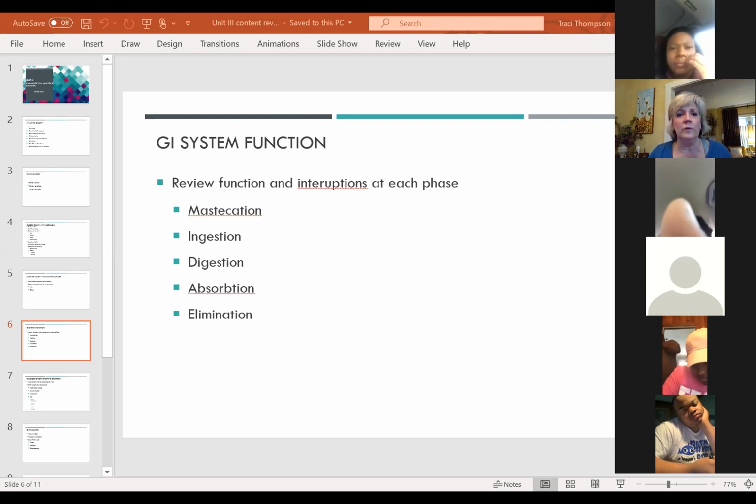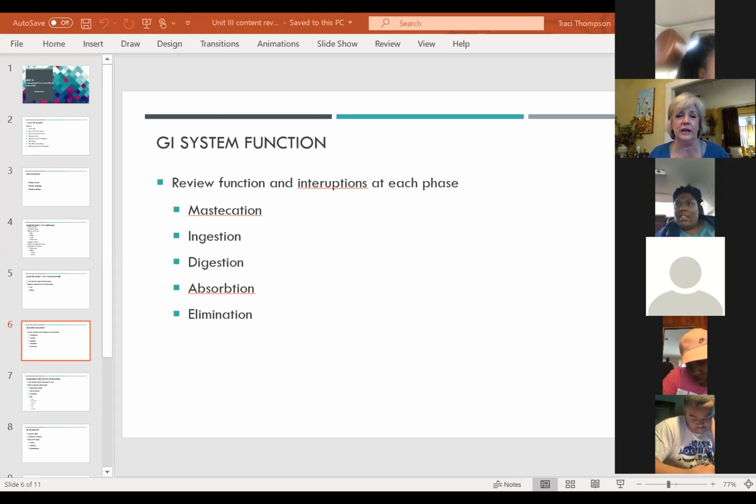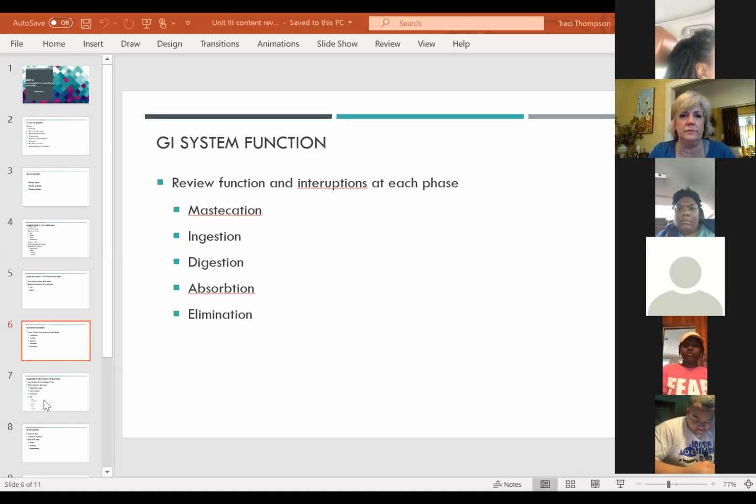And then, of course, what would interrupt the elimination? Possibly constipation, paralytic ileus. A paralytic ileus is one of those common complications that occurs after surgery, and that's just when the gut slows down to a slow crawl or a no crawl at all. It possibly can cause constipation, and the patient may need extra treatment such as NG tubes or some other type of decompression of the system. All right? Okay, I'm going to go on to the next one.